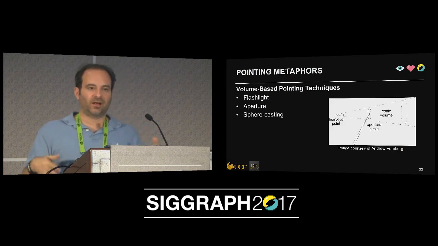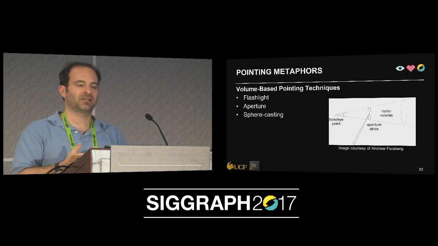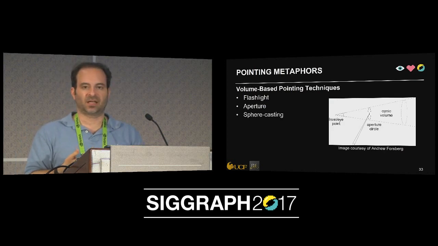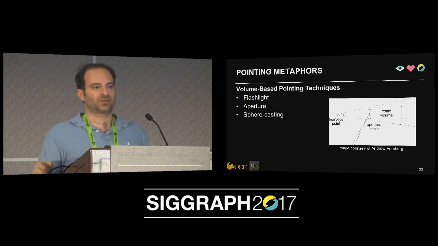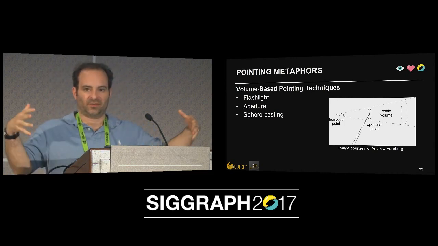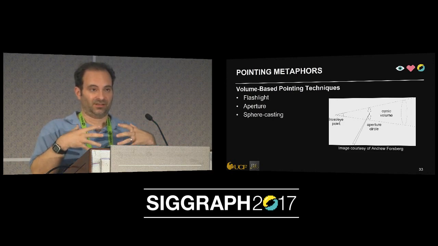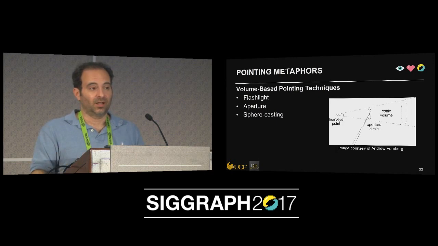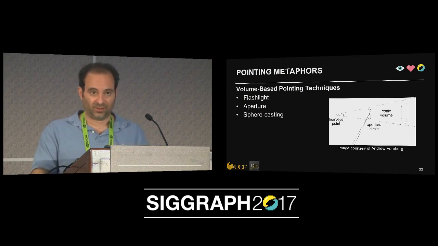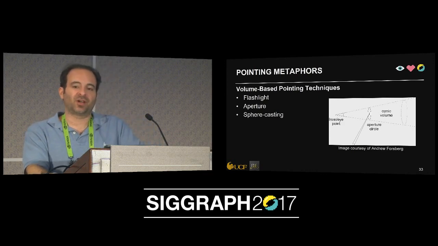Now, there are other variants to pointing. There's something called the flashlight technique, the aperture technique, and sphere casting. One of the problems with ray casting is that when you have a dense set of objects, or the objects are close together and farther away, the harder it is to use a ray and point at the one that you want. So all of these techniques tend to be what are known as soft selection techniques.